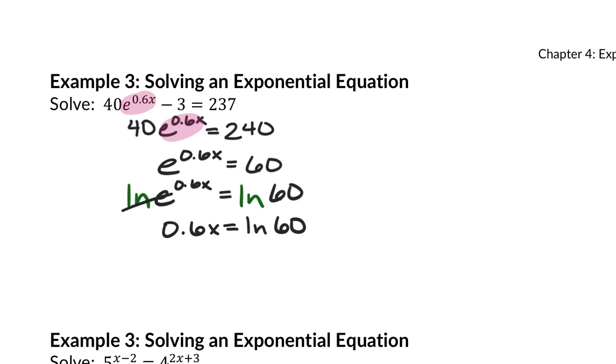One step left to solve for x. What is it? Divide by 0.6. So in my calculator, I'm doing natural log of 60 over 0.6, and we're going to round to 4 decimals. We should get approximately 2.9863.